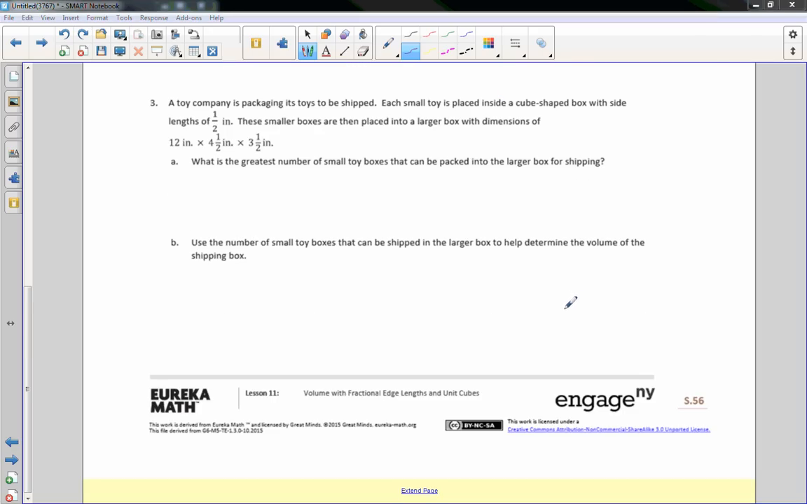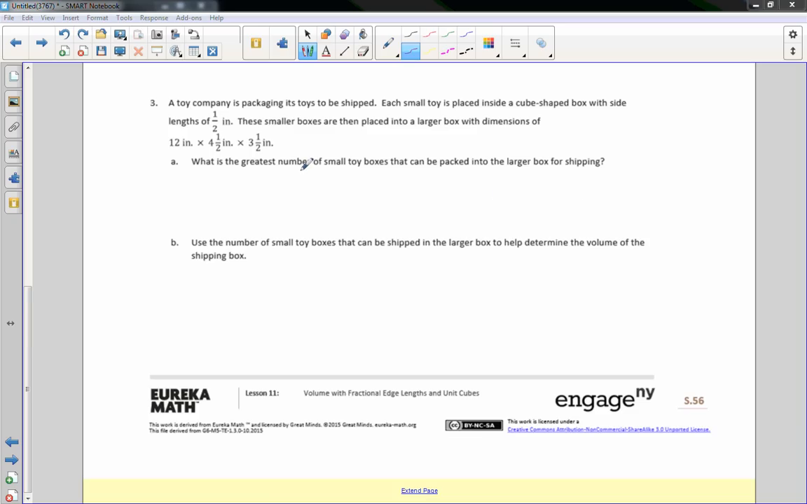Okay, a toy company is packaging its toys to be shipped. Each small toy is placed inside a cube-shaped box with side lengths of 1/2 inch. These small boxes are then placed into a larger box with dimensions of 12 inches by 4.5 inches by 3.5 inches. What is the greatest number of small toy boxes that can be packed into a large box for shipping?